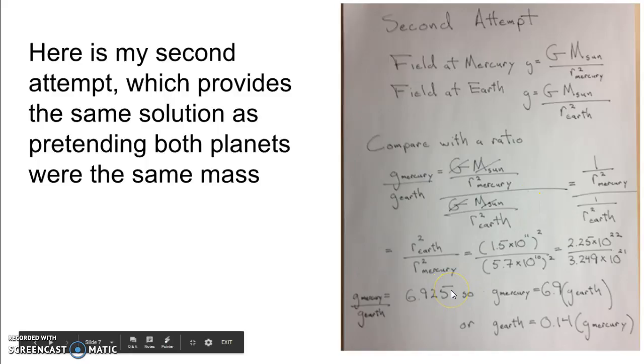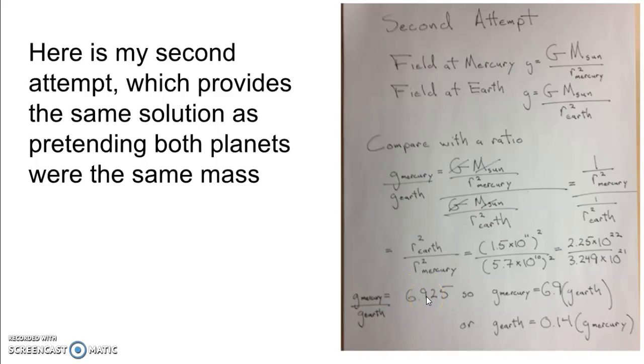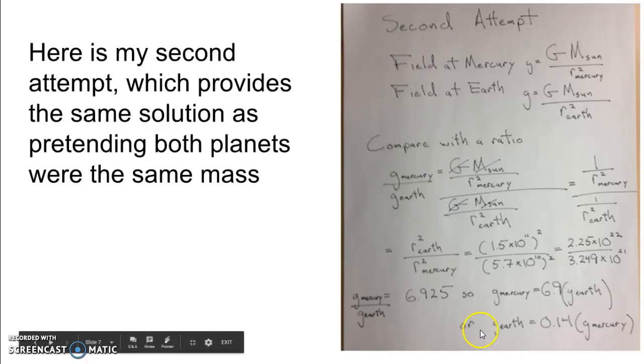So there are two ways of looking at this. You can say the gravitational field strength at Mercury's position is about 7 times greater than the gravitational field strength at Earth's position, or you can say the gravitational field strength at Earth is 14% of the gravitational field strength at Mercury.